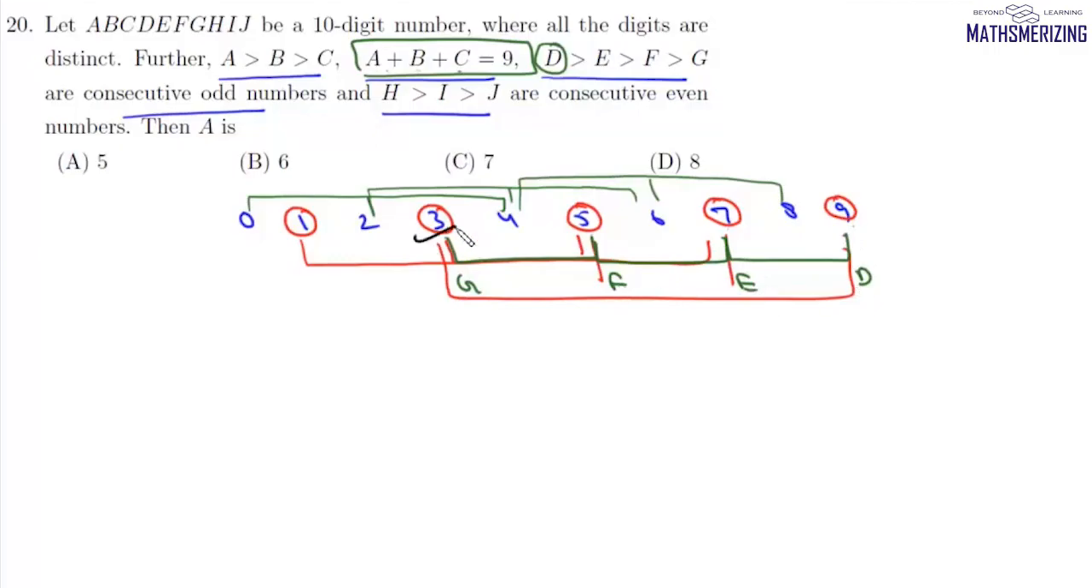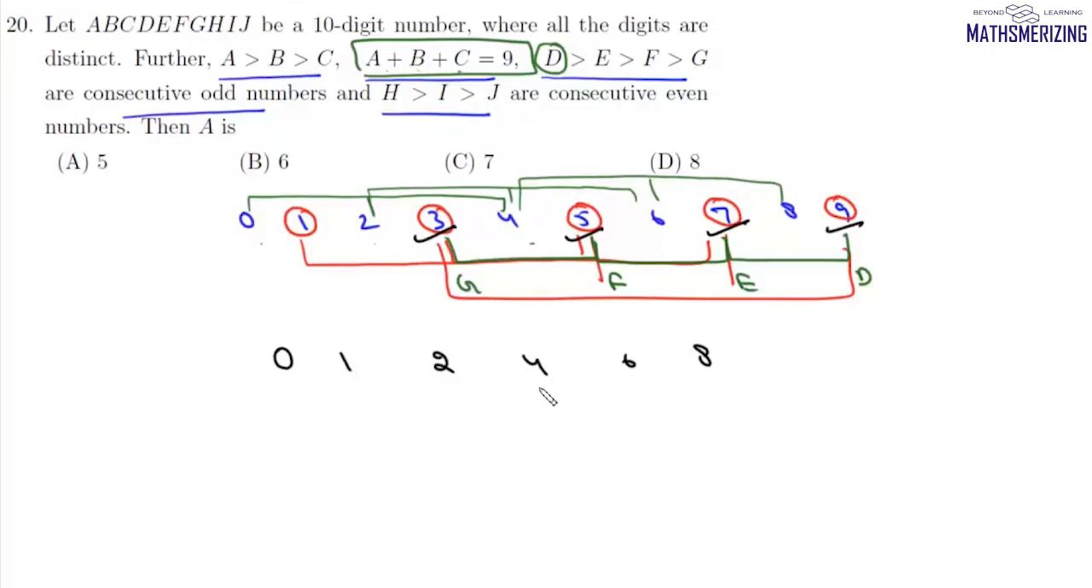Now once we are done deciding these odd numbers, we need to choose 3 consecutive even numbers such that the sum of the remaining 3 numbers must be 9. So now we are left with 0, 1, 2, 4, 6, and 8, and here we have to take 3 consecutive even numbers H, I, and J.